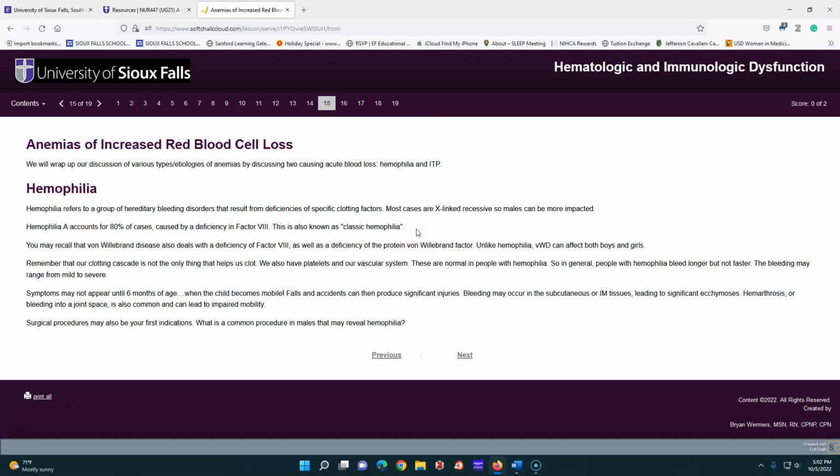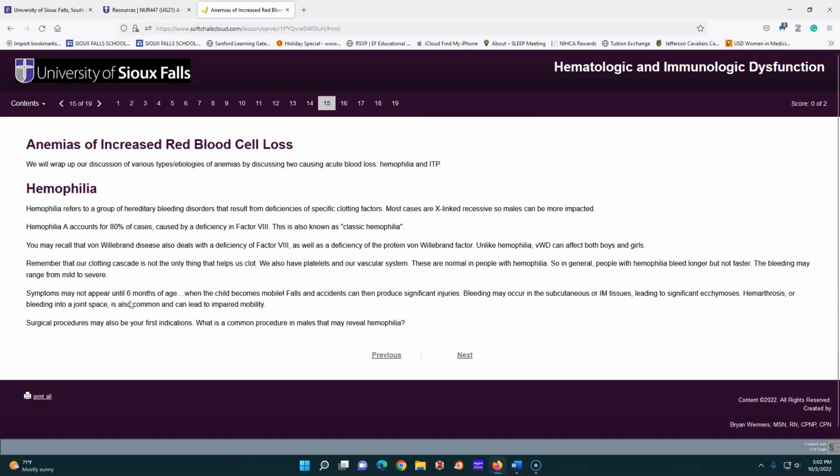And so they bleed just like everybody else, but they have a hard time clotting, and so they bleed a longer period of time. So we can also talk about von Willebrand disease. So that's factor VIII. That's how this is tied together, but you know that can affect boys and girls. Think about all those different things within that clotting cascade. And so if one thing is abnormal, then that can cause us to have bleeding disorders. So they bleed longer, not faster. We talked about that.